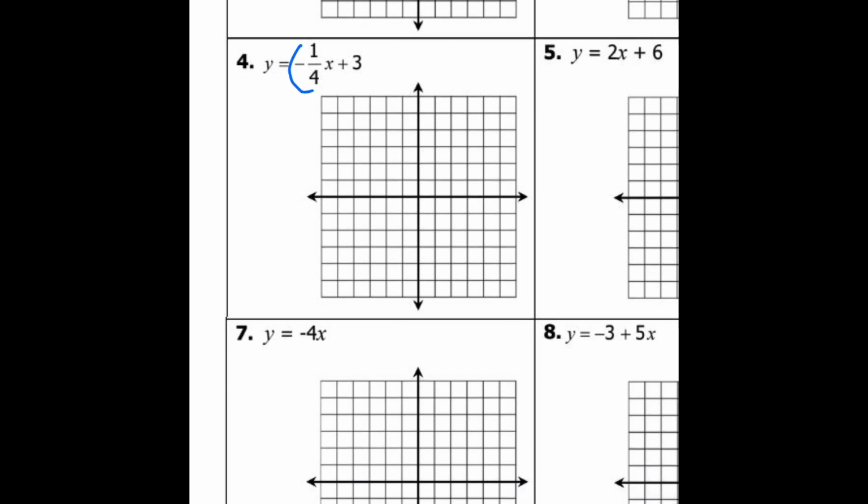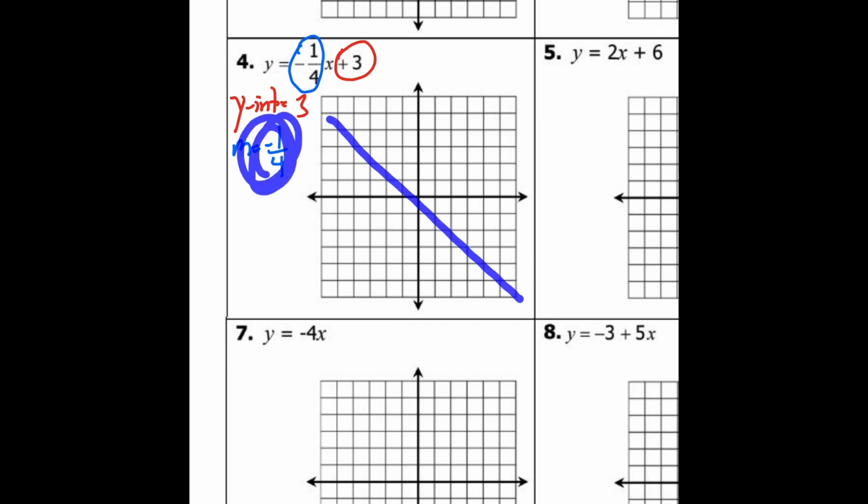My slope is -1 over 4. My y-intercept is 3. Y-intercept equals 3. Slope equals -1 over 4. I have this negative slope, so my line should be going downhill. If it is helpful to you to put a little reminder of which way your line should be going, then do that.